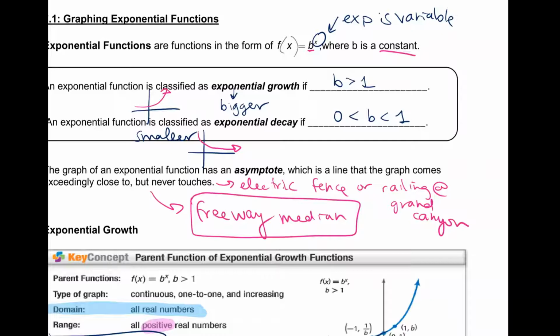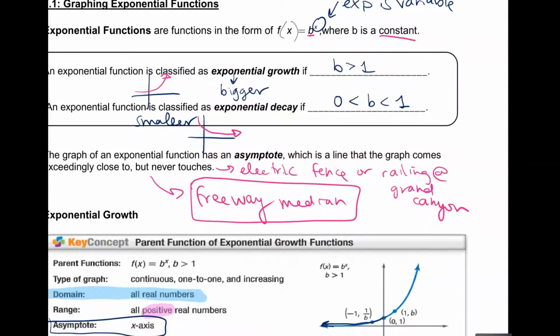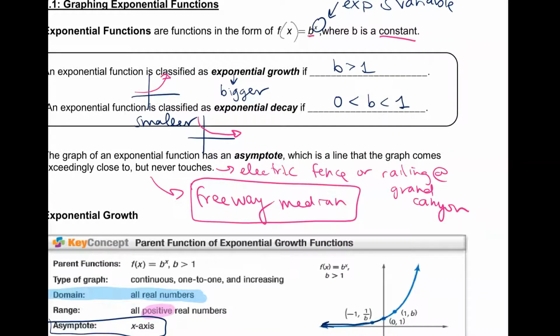So the exponential function has an asymptote. It's a line that the graph comes exceedingly close to but never touches. And it's like a freeway median, an electric fence, or a railing at the Grand Canyon. You just don't cross it. You get really close, you just don't cross.